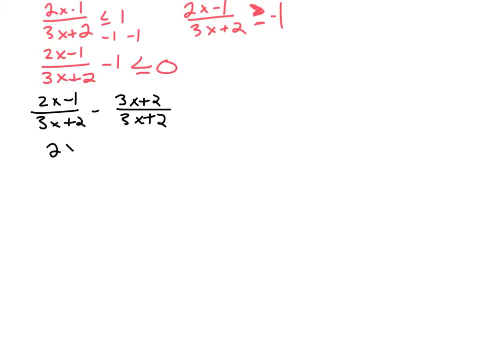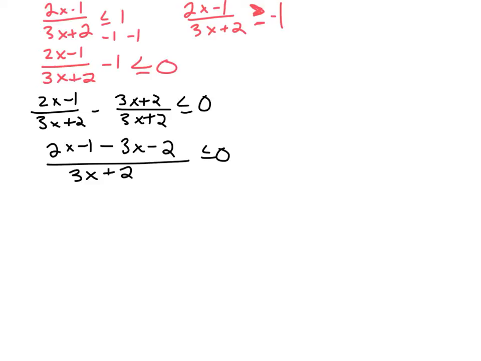So I have 3x minus 1 minus (3x minus 2). Don't forget that this minus sign gets distributed into each piece that's on the top. Alright, divided by 3x plus 2. Let me not forget the other side of the inequality. Now let's combine like terms. So I have 2x and 3x. It's 2x minus 3x, which is negative 1x. Negative 1 minus 2 is negative 3.